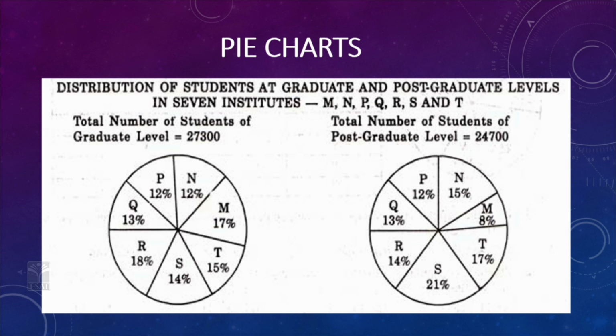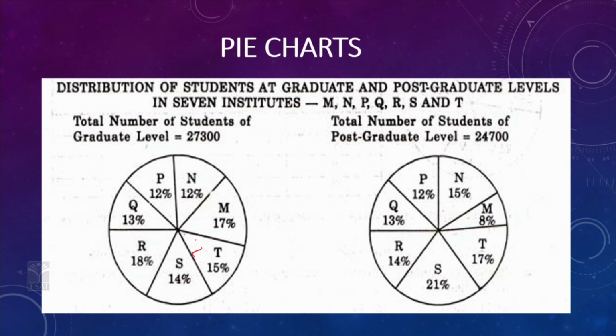So the pie chart shows the distribution of students at graduate and postgraduate level in 7 institutions: M, N, P, Q, R, S and T. There are 7 institutions here. In these 7 institutions, how the students at graduate level and postgraduate level are distributed is represented in a circle by showing sectors. The total number of students at graduate level is 27,300 and the total number of students at postgraduate level is 24,700.